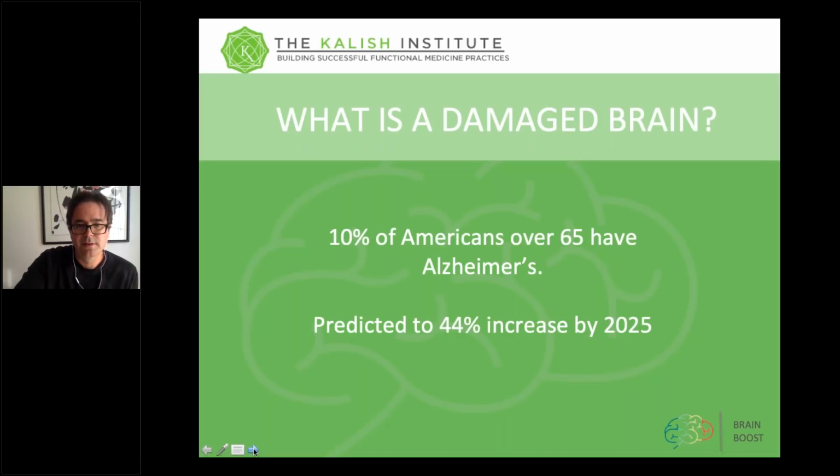Let's see here. There are always these scary slides in every single presentation. I'm not trying to scare anybody, but we are seeing increased cognitive problems in actually all age brackets. 10% of Americans over the age of 65 have Alzheimer's, but that is rising at a really disturbing rate. And by 2025, it's predicted to be almost up around 44%, which is really scary.